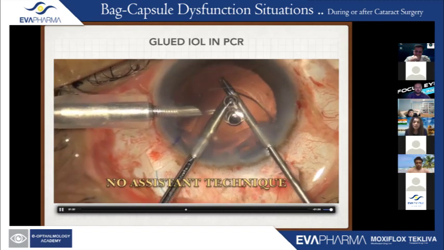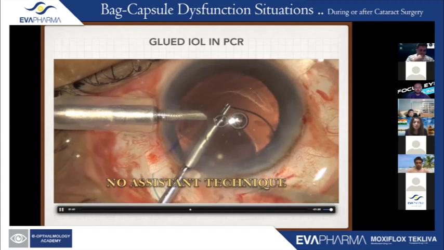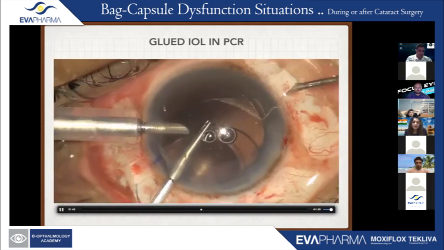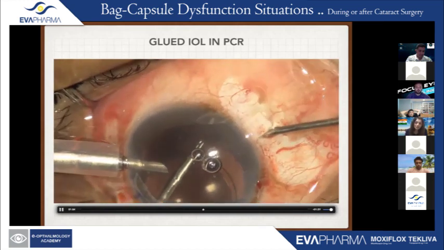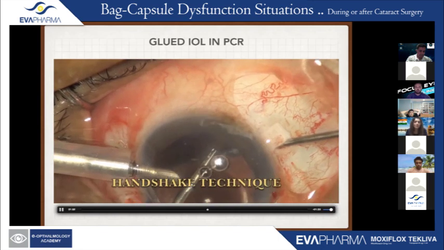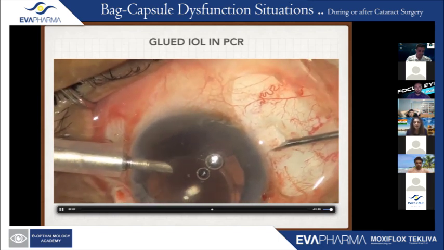In the no assistant technique, the surgeon does not need anybody else to hold the leading haptic, and it does not tend to slip back inside the eye. This is a suggested reading, which was described in the Journal of Cataract and Refractive Surgery. After that comes the externalization of the trailing haptic, and what we just saw was the handshake technique, wherein the haptics are transferred from one hand to another. Again, you need to just catch the tip of the haptic, and then externalize.